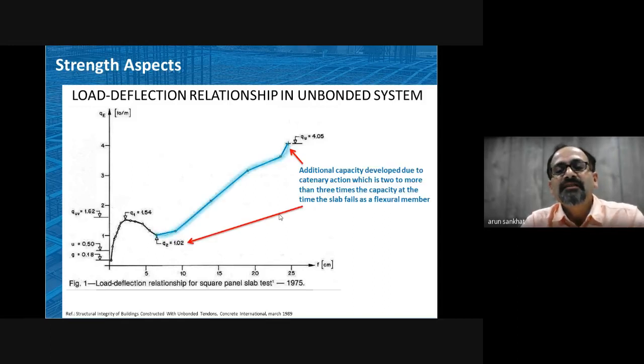So this additional load carrying capacity developed due to catenary reactions is 2 to more than 3 times the capacity at the time the slab fails as a flexure member. So what happens is, this is a flexure action from here to here. This is a flexure action. From here a catenary action starts, because the cable is unbonded, and that is how it has more capacity as well as more ductility before it fails.